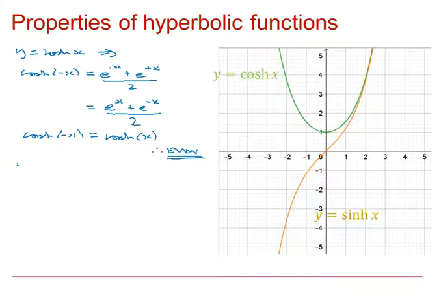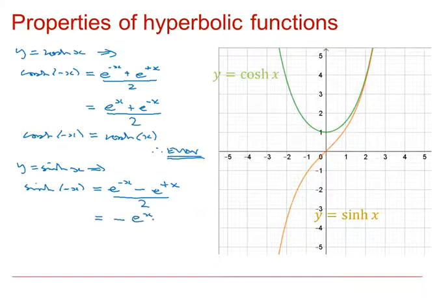If we look at y equals shine x and do a similar thing, so let's have a look at the shine of minus x using our standard definition of shine. So that's e to the minus x minus e to the x over 2. And if we rearrange this, we will get minus e to the x minus e to the minus x over 2. So I've pulled out the minus as a common factor at the front, which of course is minus shine of x.